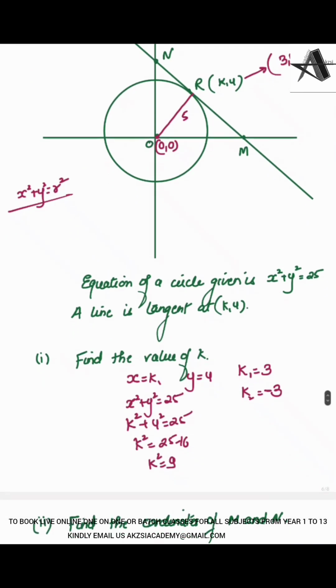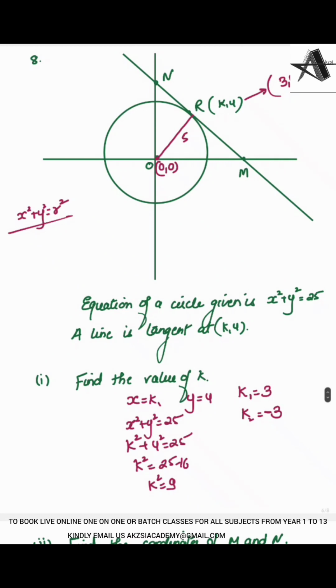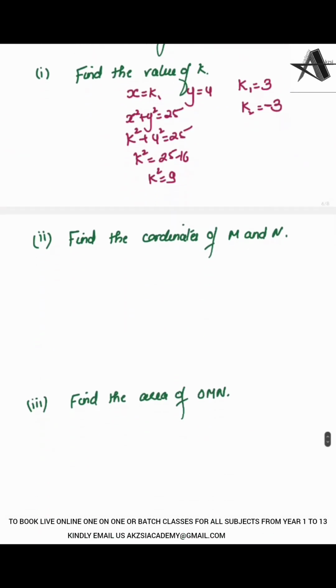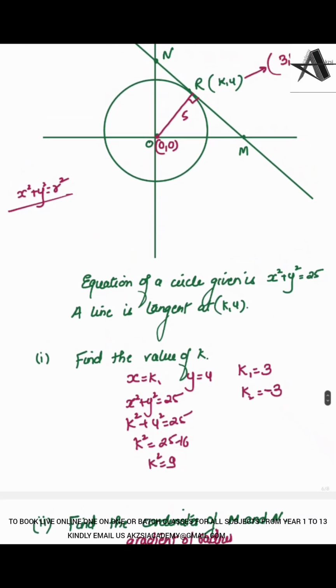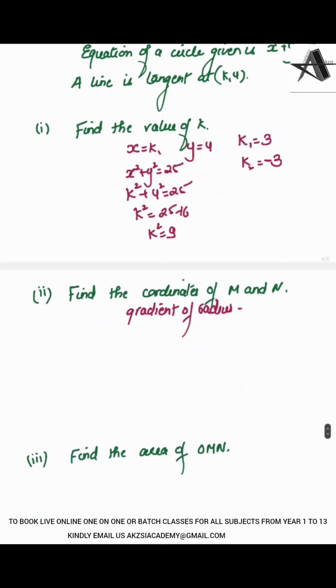We have to find the equation of the tangent. Again we'll be doing the same thing as in the previous one: the angle between the tangent and the radius is 90 degrees. So I'm starting with the gradient of the radius. The point is (3, 4), so 4 minus 0 over 3 minus 0, that is 4 over 3, is the gradient of the radius. The gradient of the tangent multiplied by it equals -1, because these two are perpendicular to each other. So the gradient of the tangent would be -3 over 4.